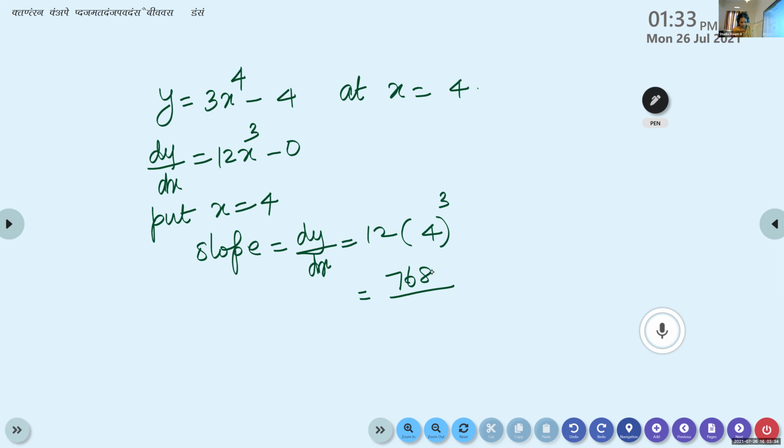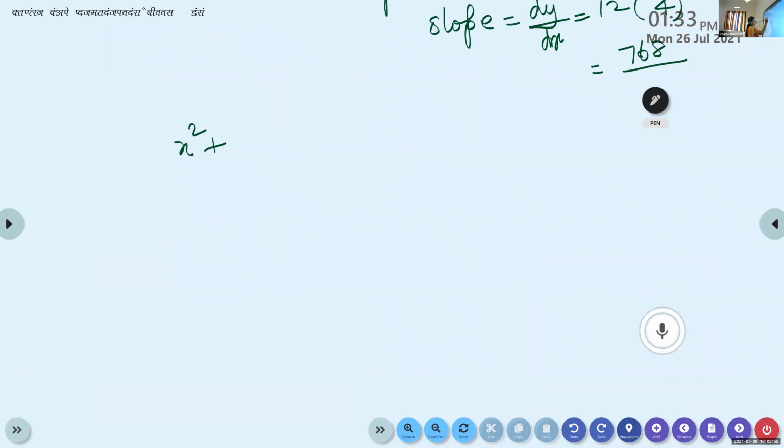Write the next one. Find the slope of the tangent to the curve x square plus y square plus 2x plus 3 is equal to 0 at the point 1 comma 2.